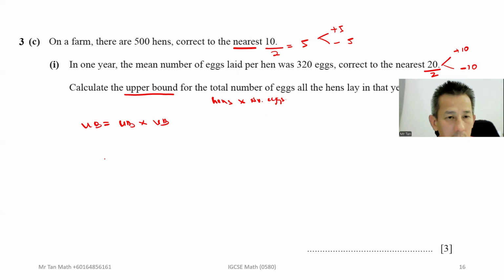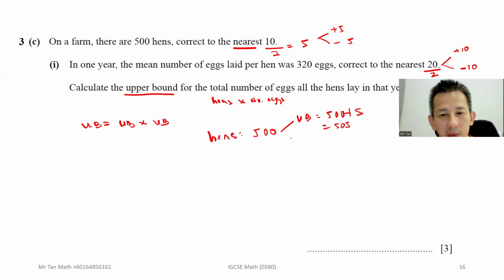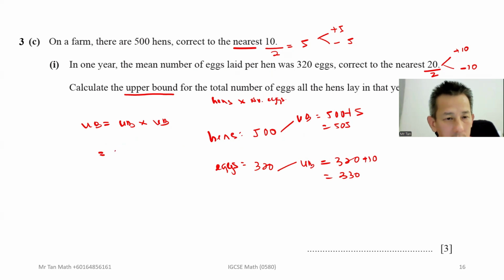Upper bound. So you take the hens, which is 500. So upper bound is equal to 500 plus 5 equal to 505. And for the eggs, 320 upper bound is 320 you plus 10 equal to 330. So you need upper bound, so it's 505 you time 330. Calculate. You should get 166,650.